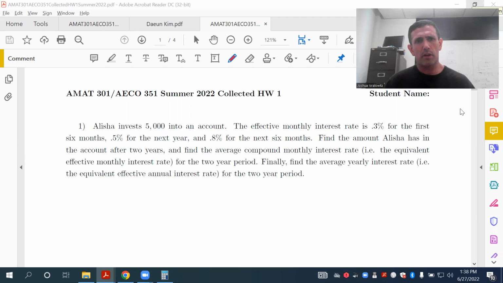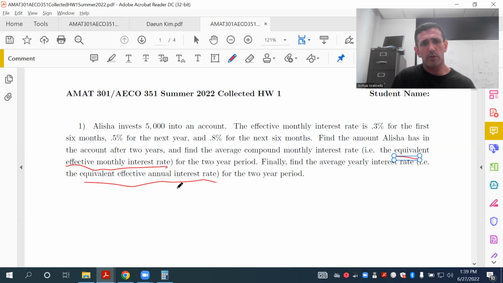All right. Well, without further ado, let me get into the homework. Alicia invests 5,000 into an account, and I'm giving you the interest rates for the next 2 years. Find how much Alicia has in the account after 2 years, and find the equivalent effective monthly interest rate for the 2-year period and the equivalent effective annual interest rate for the 2-year period. There's a lot in this problem, but it's pretty straightforward.